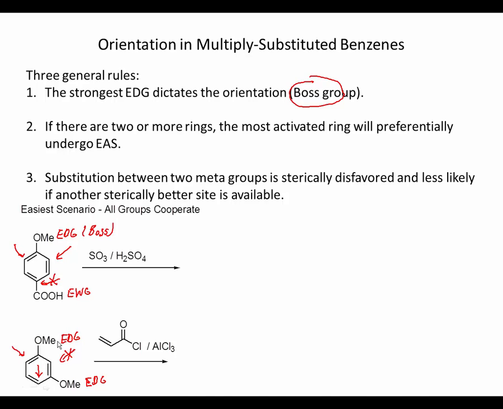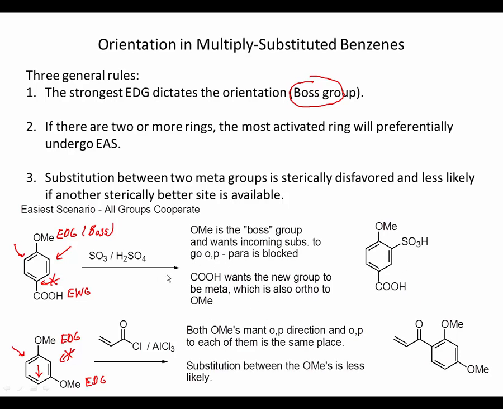Okay, so in the top one, the sulfonic acid that we're going to get is this one, right? Because the new group wants to come in either ortho para to the methoxy, and the COOMe, it's kind of a sycophant type of underling here. It just agrees with the boss.